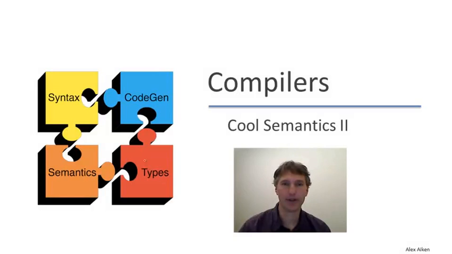In this video, we're going to continue and complete our discussion of Cool's operational semantics. We'll be taking a look at the two most complex operations in Cool, the allocation of a new object and dynamic dispatch.